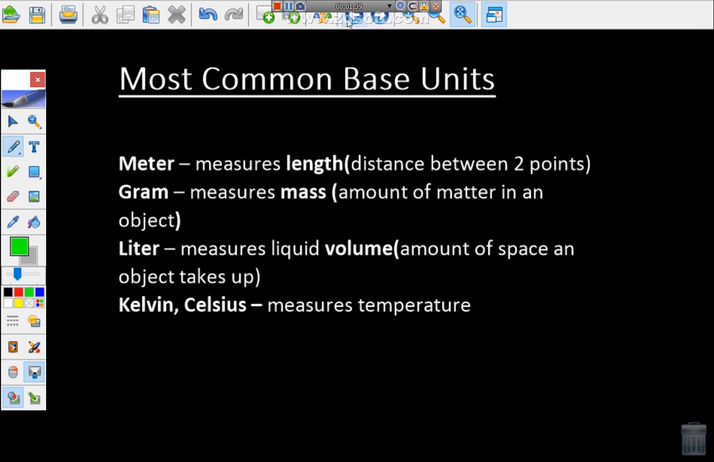Real quick, I want to go back to this, and I just want to write out that the meter's abbreviation is an M. The gram's abbreviation is a G. And the liter's abbreviation is an L. Celsius is C, Kelvin is K.